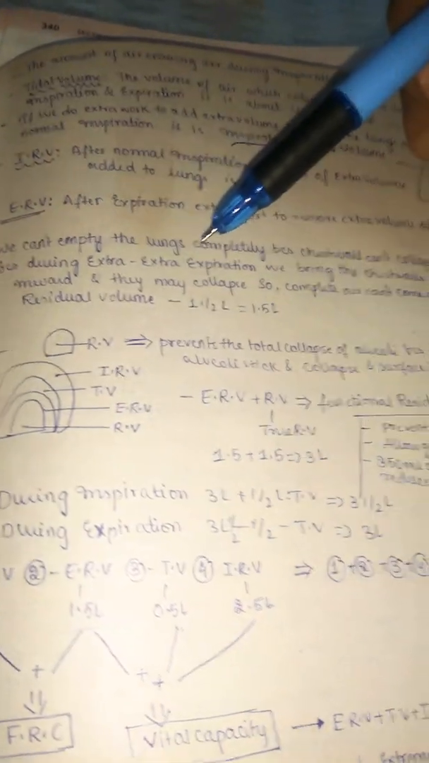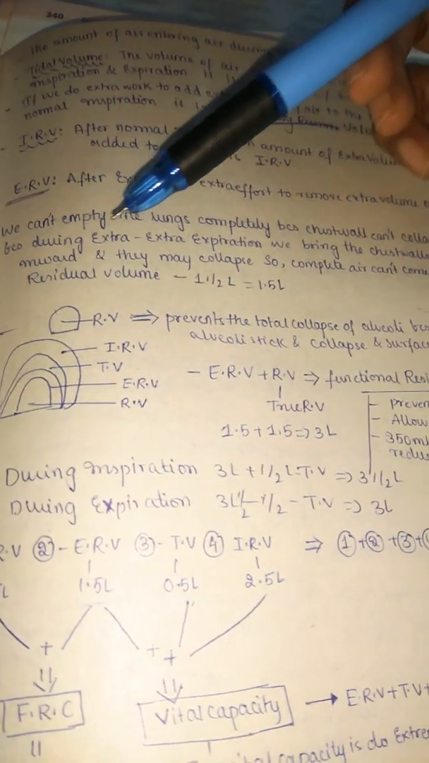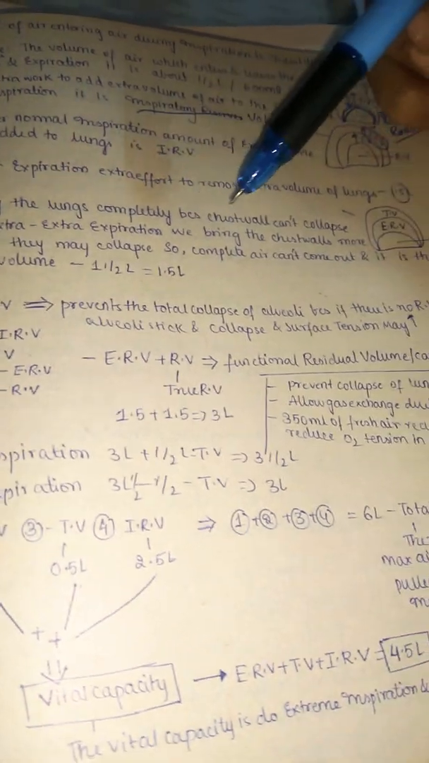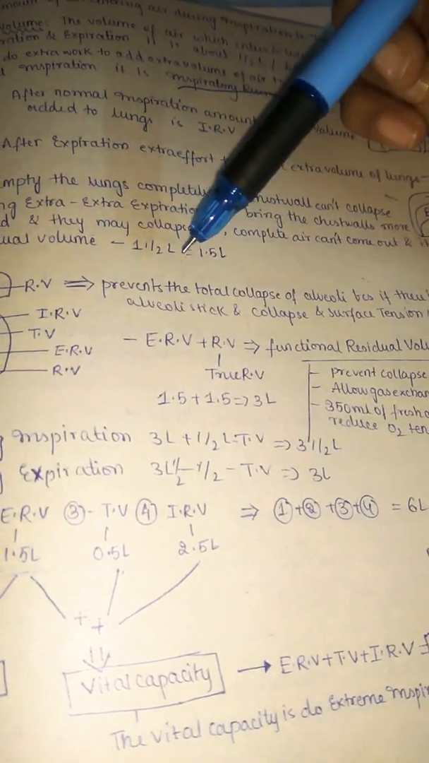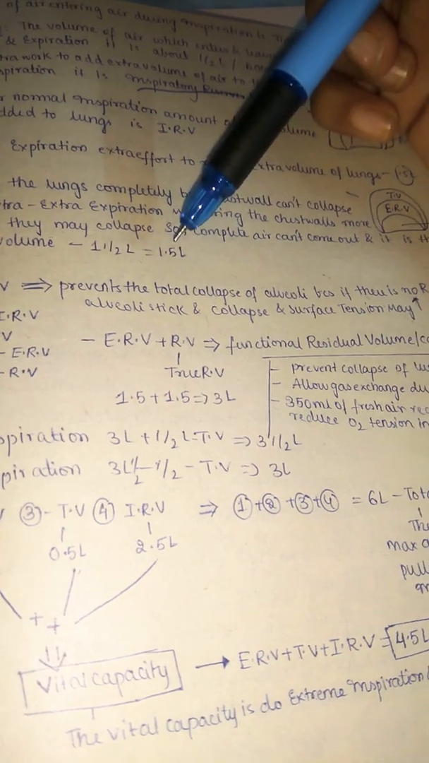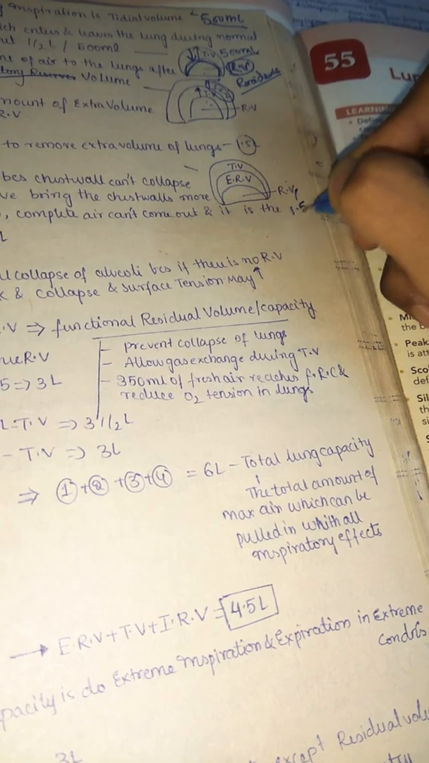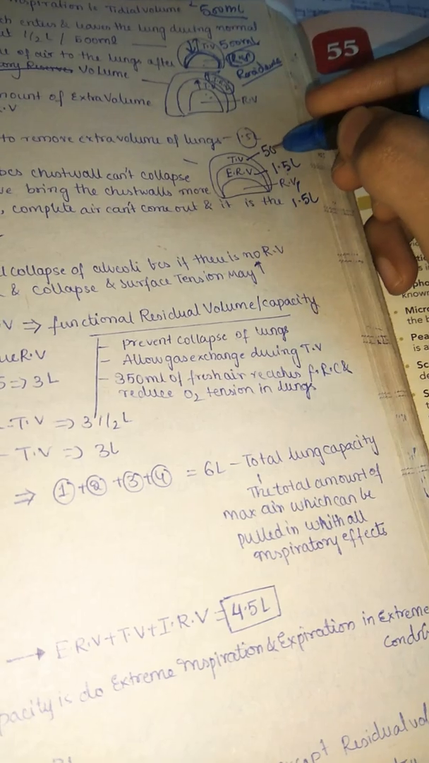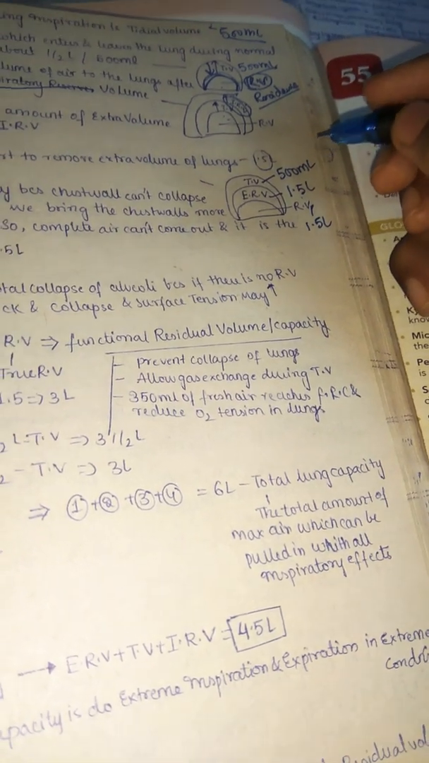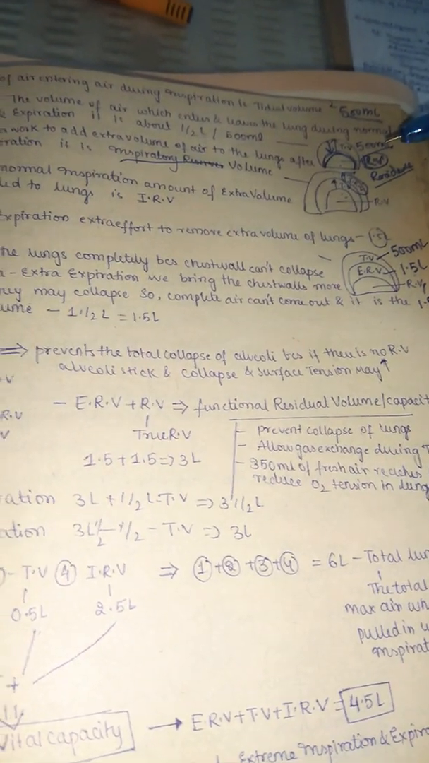So we can't empty the lungs completely because the chest wall can't collapse. That's what we discussed. During extra expiration we bring the chest walls more inward and they may collapse, so the complete air can't come out, and that is the residual volume. The residual volume is 1.5 liters. We need to remember these values for sure. The residual volume is 1.5 liter, the expiratory reserve volume is also 1.5 liter, whereas the tidal volume is 500 ml, or half liter, and our inspiratory reserve volume is also half liter.